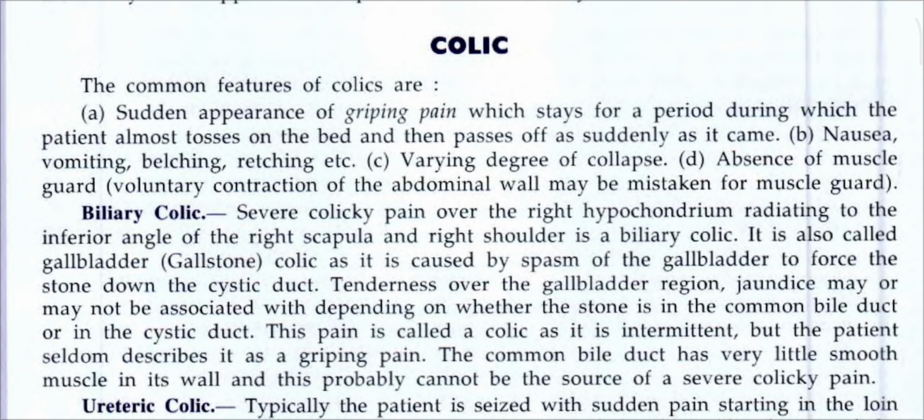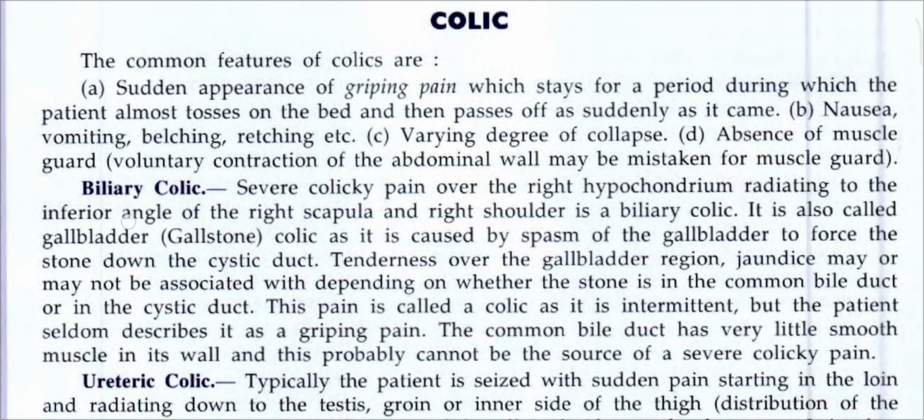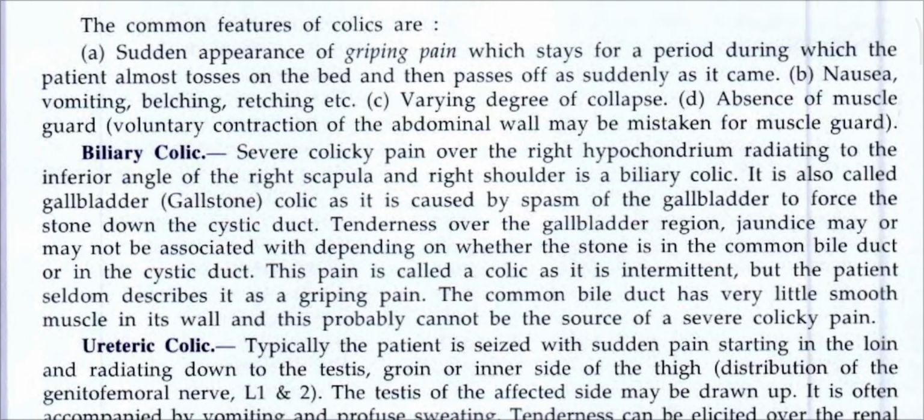Colic. The common features of colics are sudden appearance of gripping pain which stays for a period during which the patient almost tosses on the bed, then passes off as suddenly as it came. Nausea, vomiting, belching, retching, etc. Varying degrees of collapse. Absence of muscle guard; voluntary contraction of the abdominal wall may be mistaken for muscle guard.